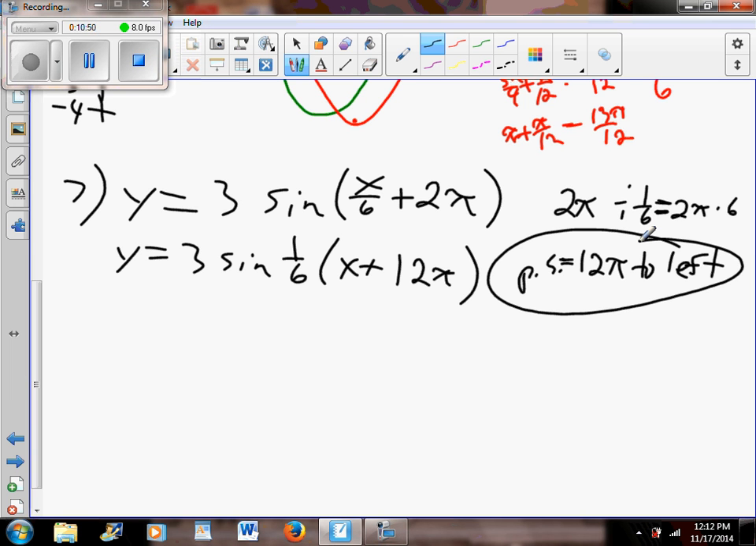All right, so just identify the phase shift. So what I want you to do, anything that you didn't do through number 12, I want you to just identify.